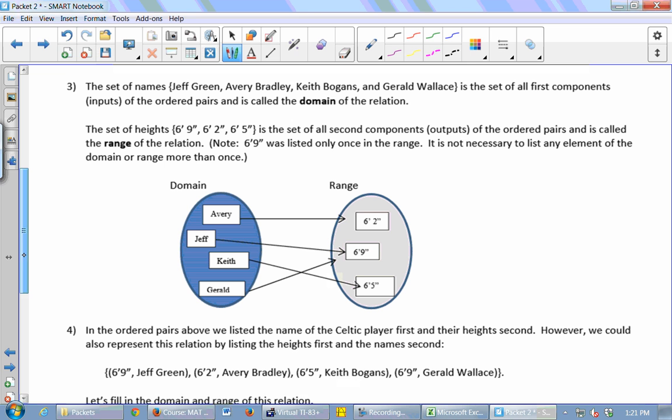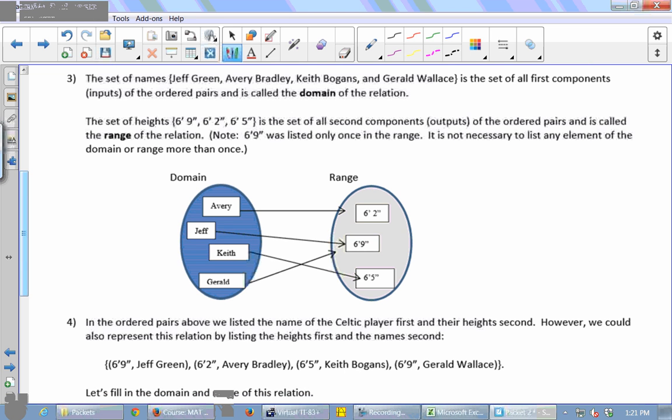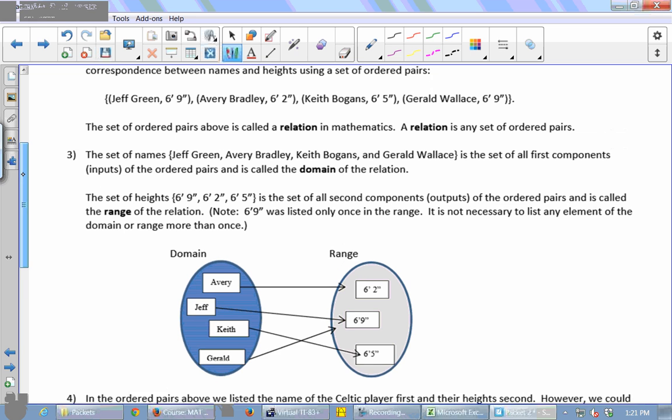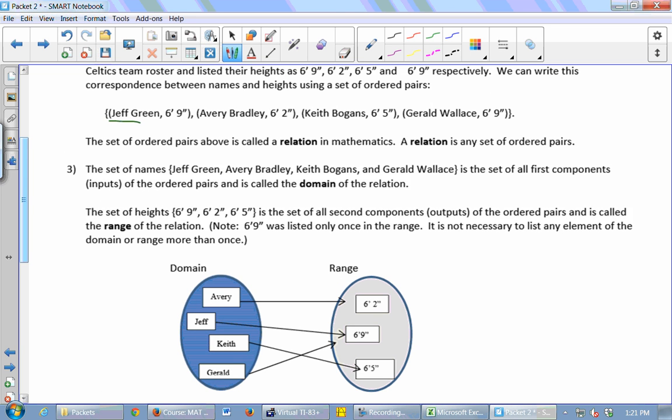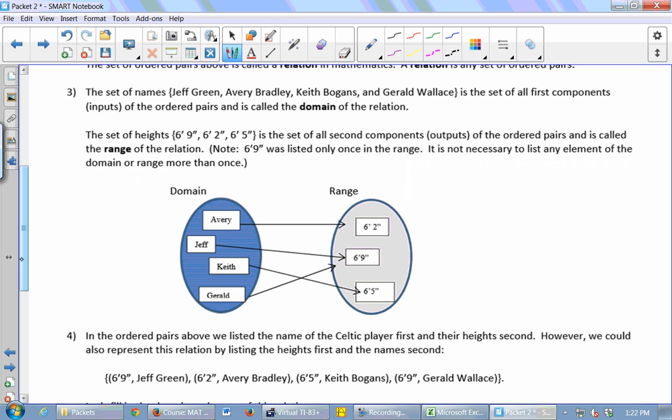Okay, so the set of names, Jeff Green, Avery Bradley, etc. The first thing in the ordered pairs, that's called the domain of the relation, or the inputs, the set of all first components of the ordered pairs. The set of heights, the set of all second components of the relation, is called the range.